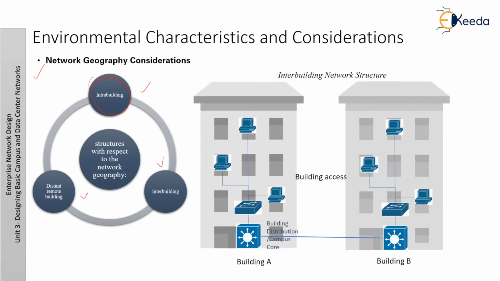Now come to the second part, inter-building communication. Here it shows a sample inter-building network structure. There are different elements like layer 3 switches and layer 2 switches, and different nodes are connected to these computers. In this figure, an inter-building network structure provides connectivity between the individual campus buildings, using central switches in the building distribution and/or campus core layer.